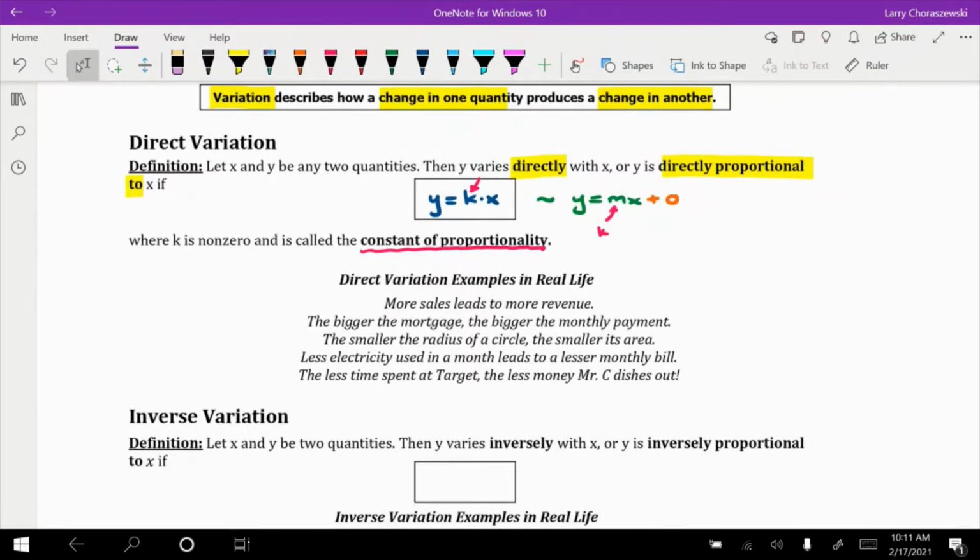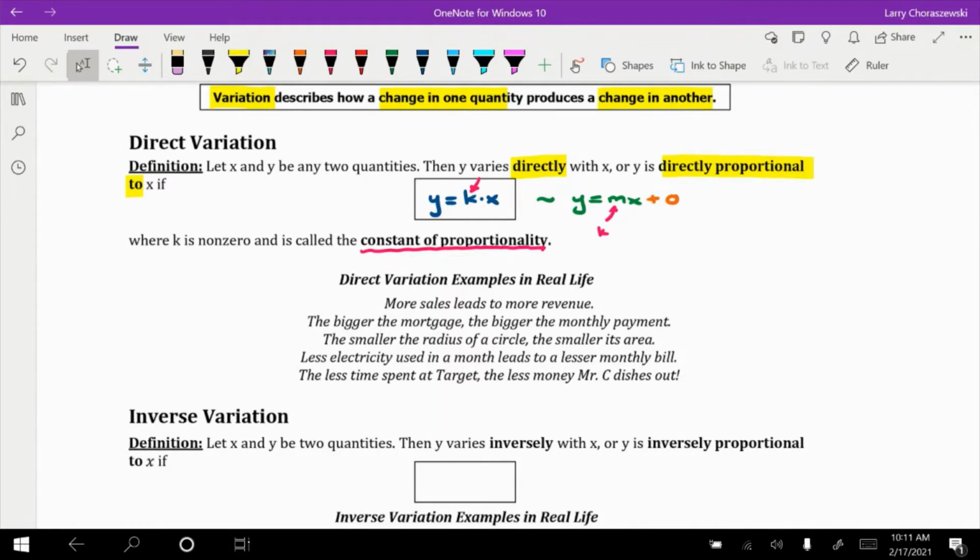With direct variation, if two quantities are related to each other through variation, when one goes up, so does the other, or if one goes down, so does the other. So basically, whatever one quantity is doing, that's what the other quantity is doing as well. So if one increases, so does the other. If one decreases, so does the other.